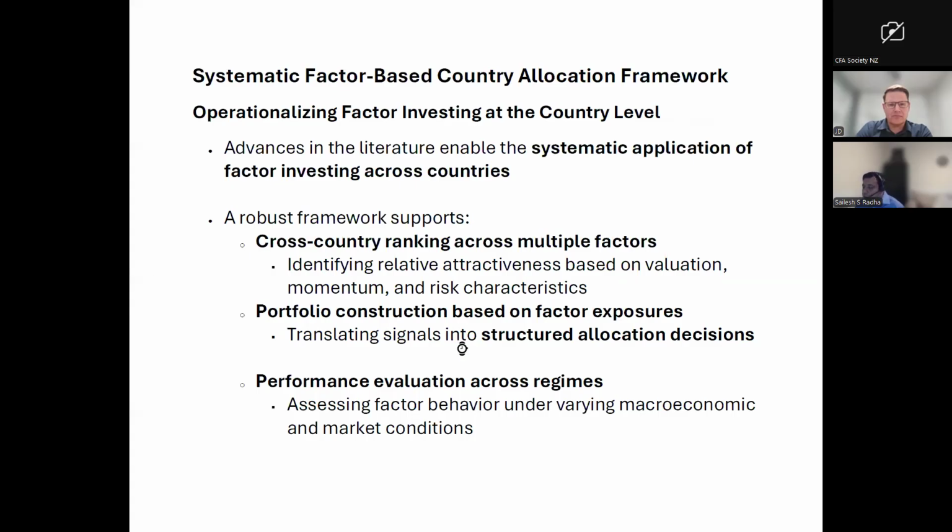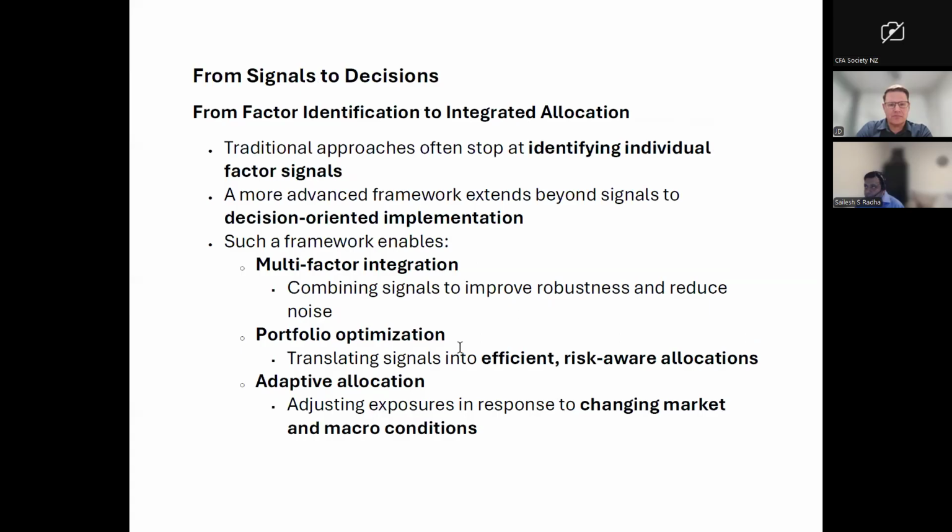So how do we go from signals that you get from your research to decision points? This is the most important thing, which is not discussed, never done at the country level at all. Most approaches that you see basically stop at identifying signals. But how do we integrate those signals into decisions? And this is where practitioners come into the picture. How do we integrate research and investing? The true value of factor investing lies not in signal identification, but in systematic integration into dynamic portfolio decisions.